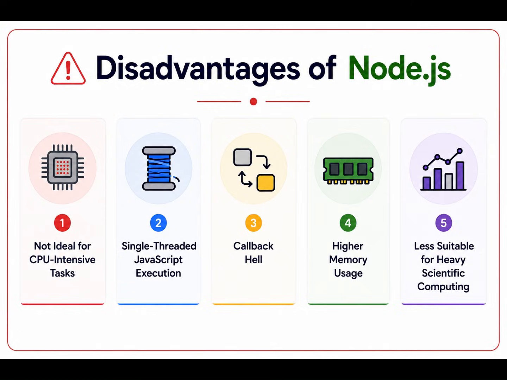And the disadvantages of Node.js are: it is not suitable for CPU-intensive tasks, as it is single-threaded in nature, and the callback complexity. Earlier, developers relied heavily on callbacks, which often resulted in deeply nested code called callback hell. Today, this problem is largely solved using promises and async and await.